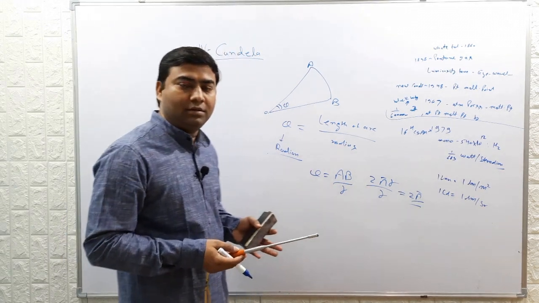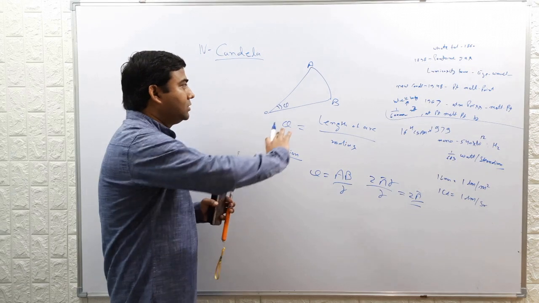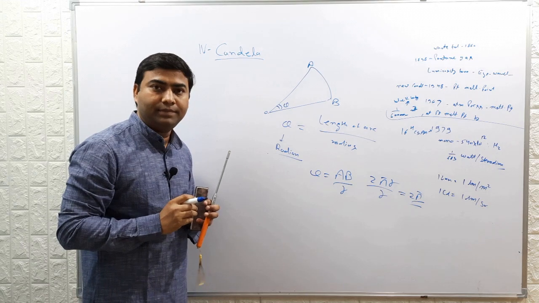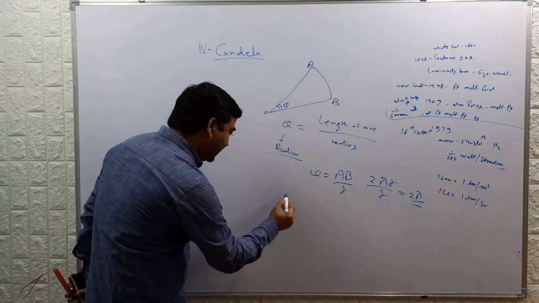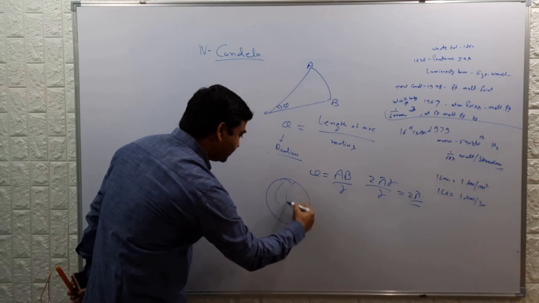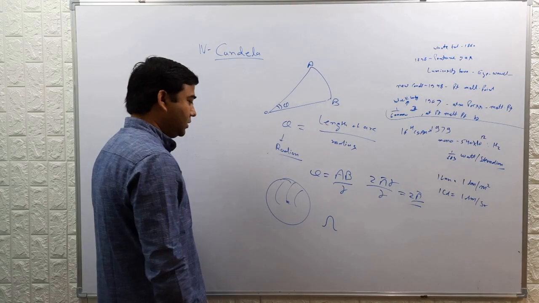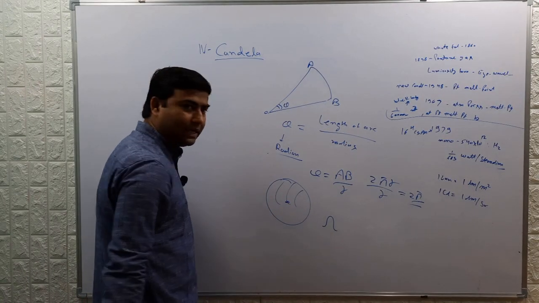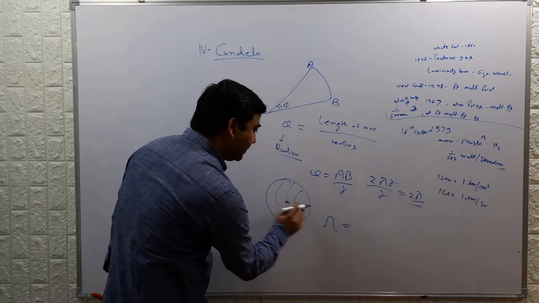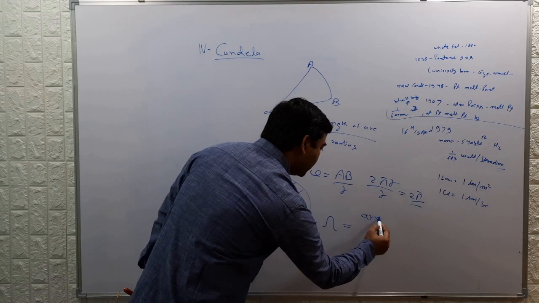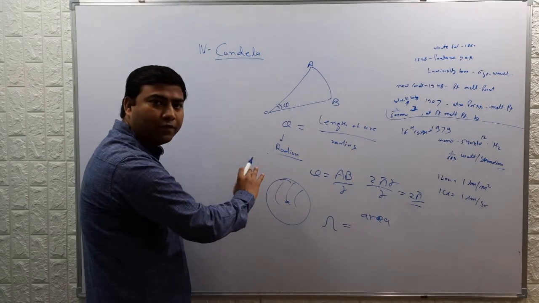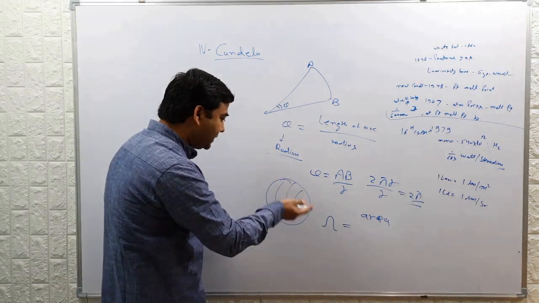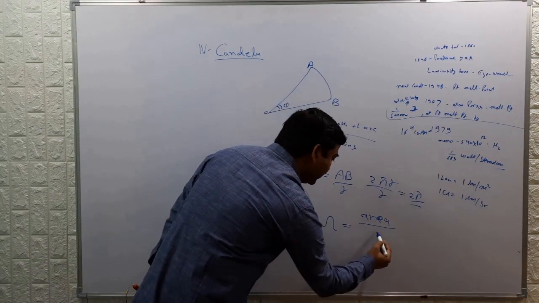Similarly, for solid angle, you have to replace this arc with a surface area. So for solid angle, let this be a sphere. The solid angle subtended at the center of a sphere is given by the area of an element on the periphery of this sphere divided by r square.